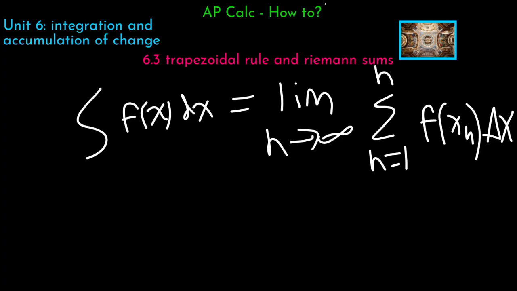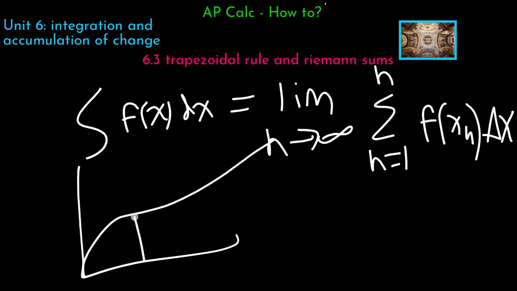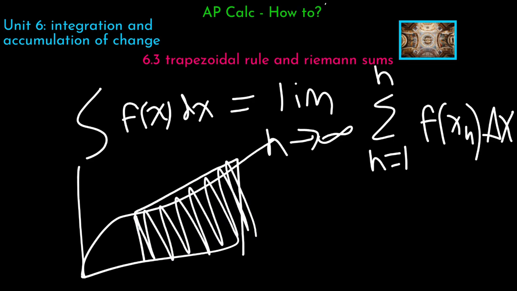So the trapezoidal rule is, instead of using rectangles, what if we connect the tops of each interval with a line to form trapezoids? Something like this. Like that. And this gives us a way more accurate estimate than midpoint, left, or right Riemann sums.